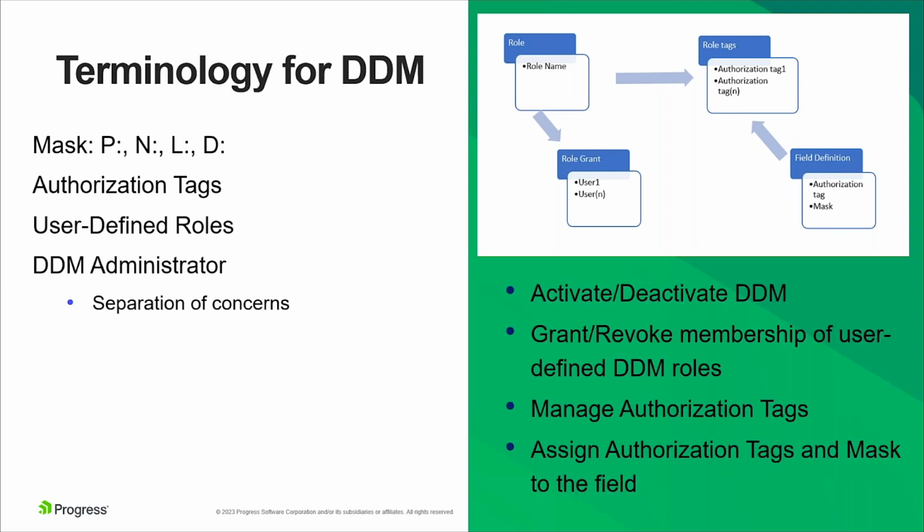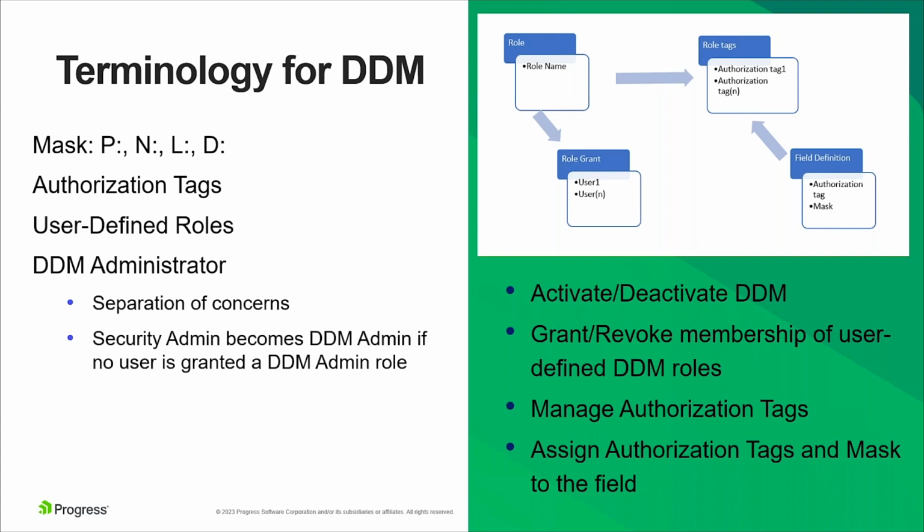The DDM admin is responsible for activation and deactivation of DDM features. They can grant and revoke membership of DDM roles and manage DDM tags. Also, the DDM admin is responsible for assigning masks and tags to the field. The security administrator becomes the DDM admin if no user is granted a DDM role. So in your system, if you do not have any user who is acting as a DDM admin or granted a DDM admin role, then by default, the security admin is a DDM admin. He will be able to perform all the DDM related operations or configurations.